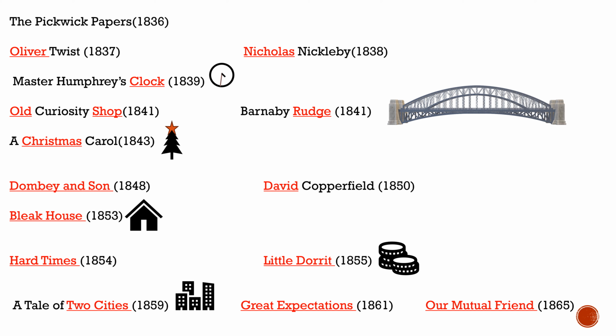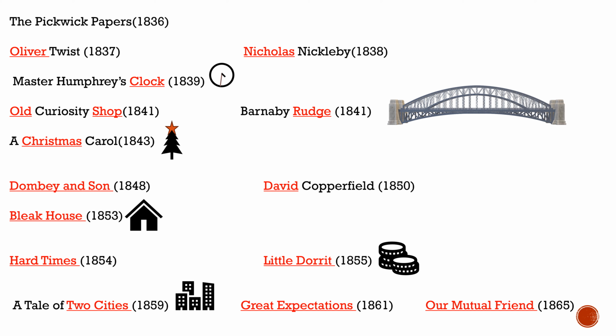I will quickly remind all the codes once again. Imagine that Pickwick Papers is the name of a newspaper, and we are going to read a story from that newspaper. Oliver and Nicholas were friends. They were going to buy a clock from an old curiosity shop. To reach this old curiosity shop, they have to cross the bridge. So Rudge, okay, Barnaby Rudge.